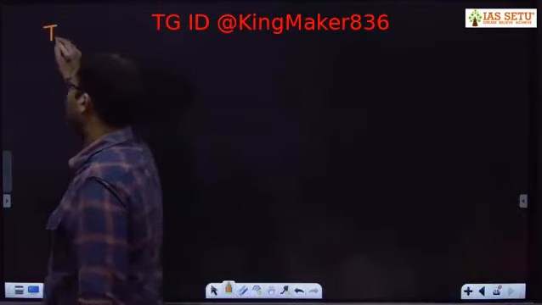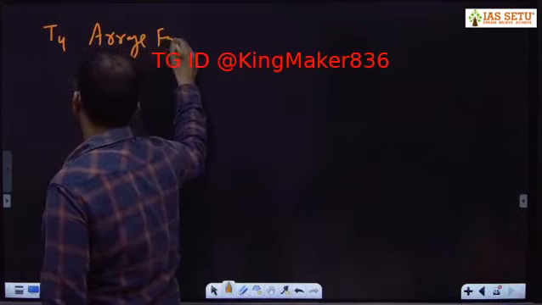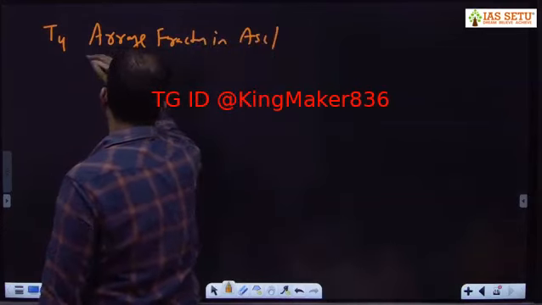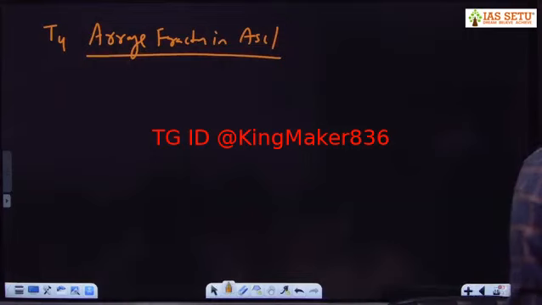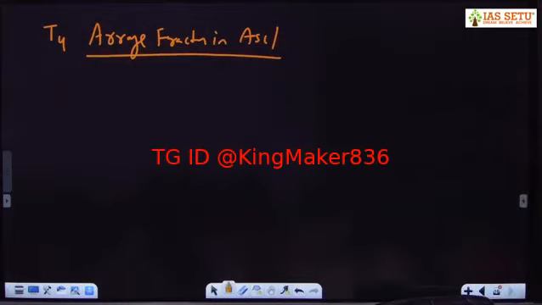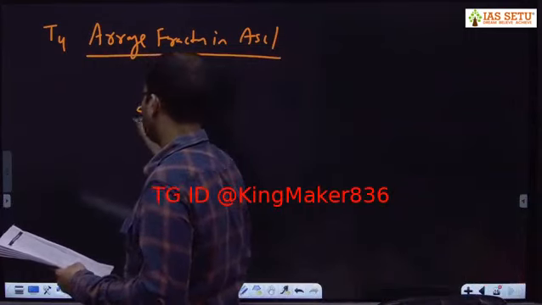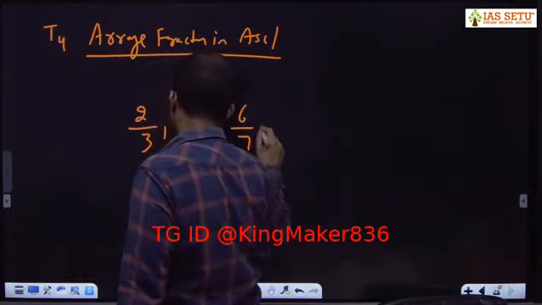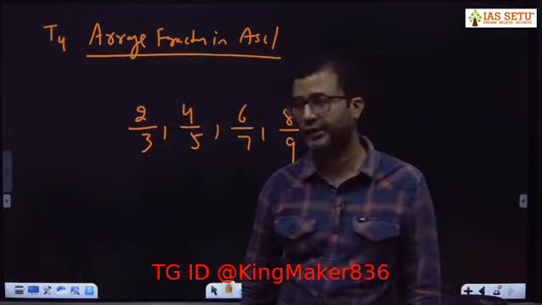Next is type 4. Type 4 is arranging fractions in ascending or descending order. Like there is a question: arrange the following in ascending order: 2 by 3, 4 by 5, 6 by 7, 8 by 9. It is asked to arrange these fractions in ascending order.